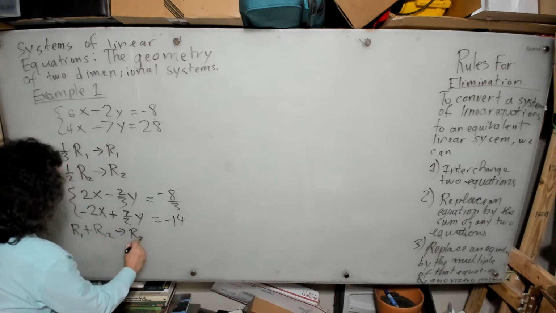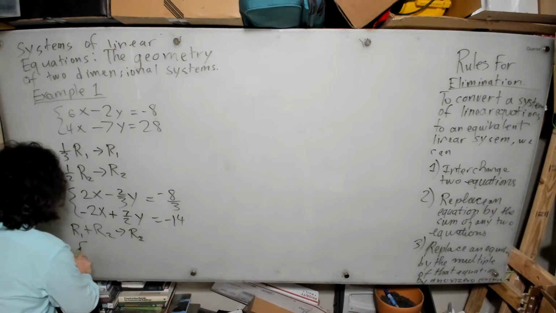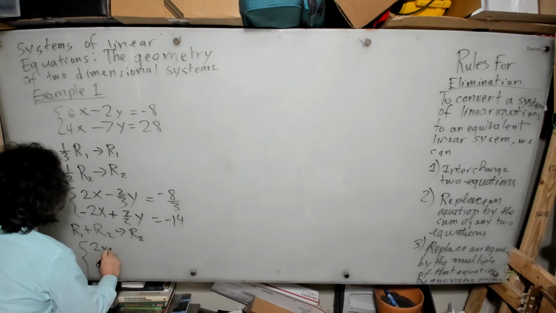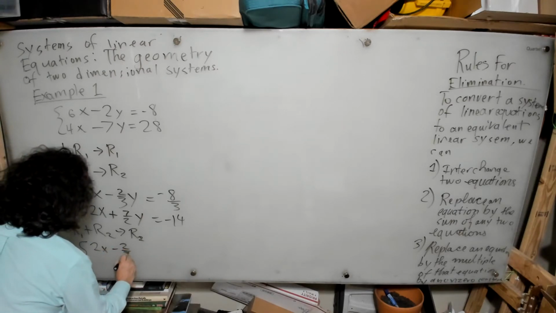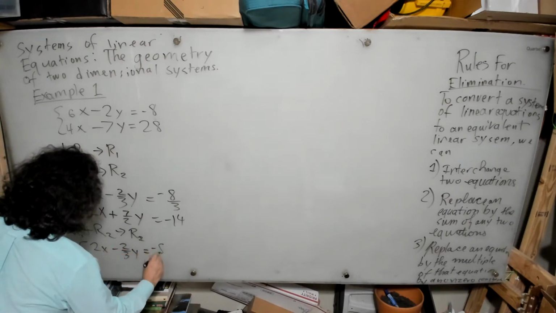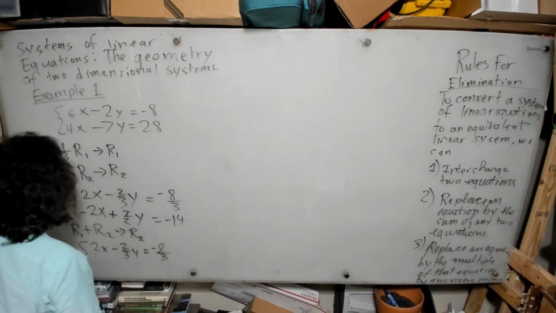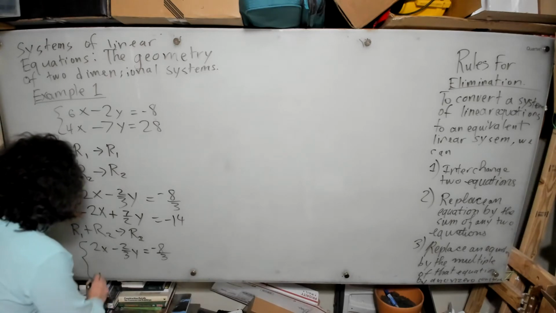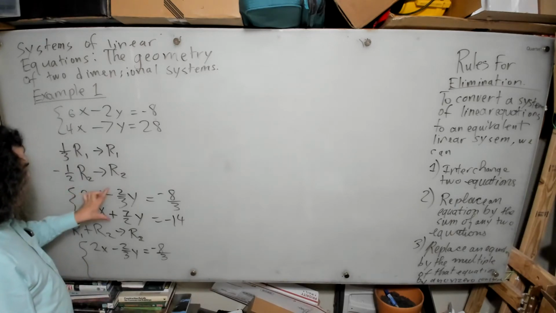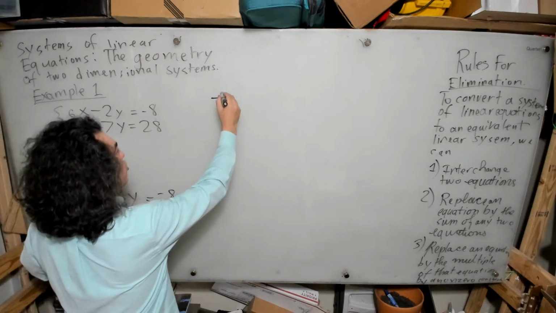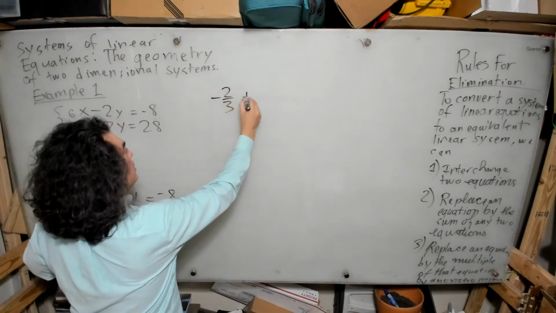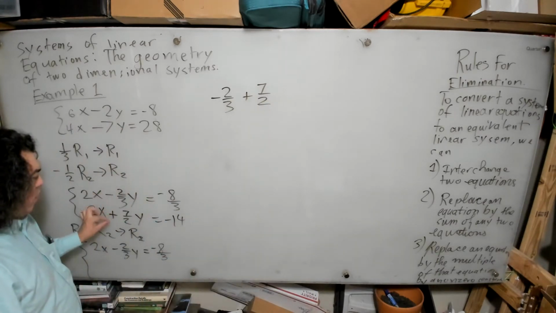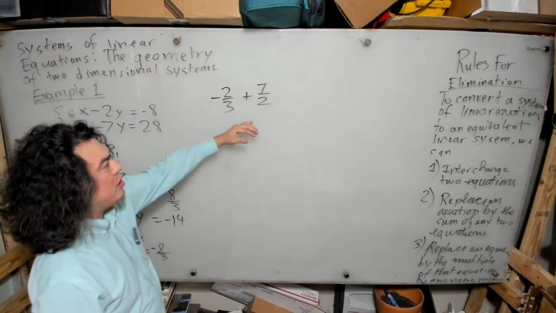Which I'm going to denote like this. R1 plus R2 is going to be R2. So what I can do is I can just copy over my first equation, 2x minus 2/3 y equals negative 8/3. And then I need to figure out how to add these. Now, the 2x plus the negative 2x, that's the easy one. That's just 0x, so I don't put anything there. What about negative 2/3 y plus the 7/2, okay? To figure out what my y will be, okay? So I'm going to calculate that explicitly here.